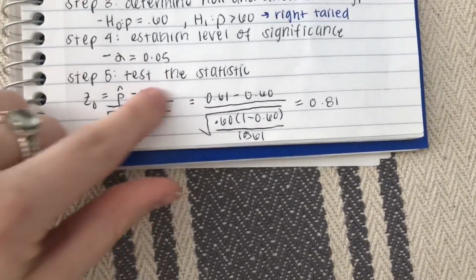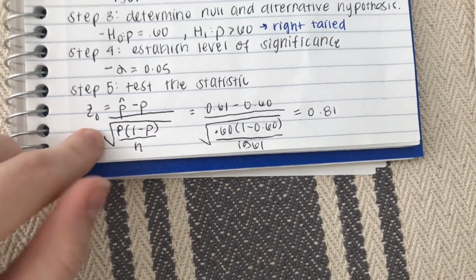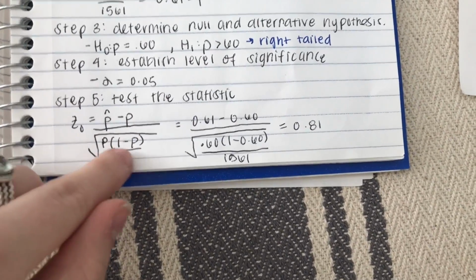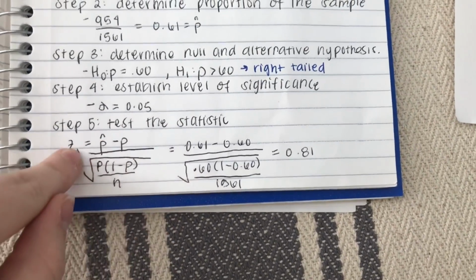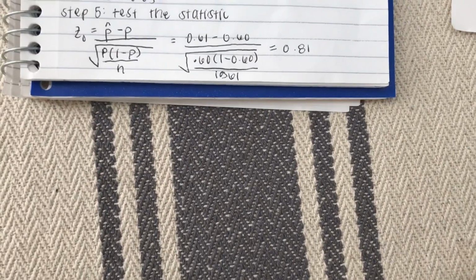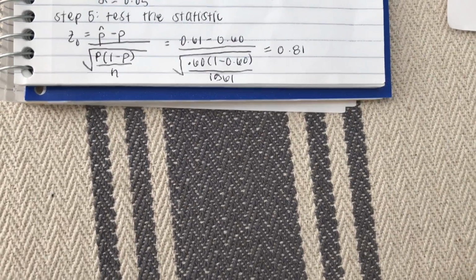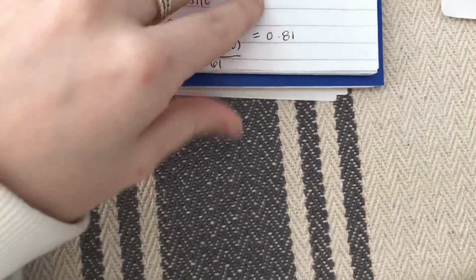So we know that the formula for the z-score for hypothesis testing for one proportion is p hat minus p divided by the square root of p times 1 minus p over n, which equals 0.61, because we know p hat equals 0.61, minus 0.60, divided by the square root of 0.60 times 1 minus 0.60 over 1,561, which equals 0.81. So now we have to decide if we want to use the classical approach or the p-value approach.